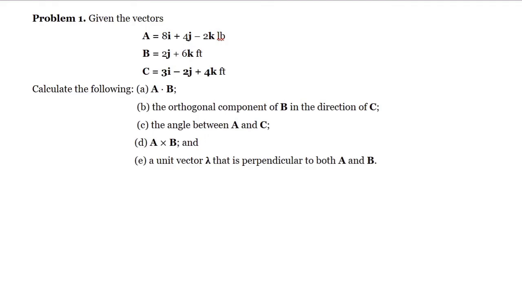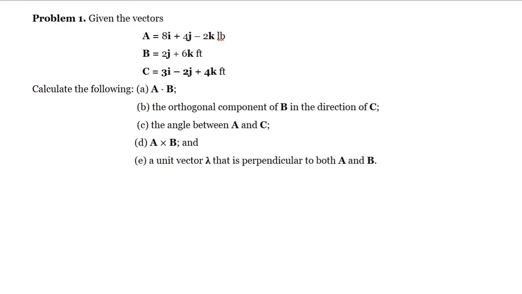Problem number 1 for the operation of vectors. Given here are the vectors A, B, and C. For vector A, we have 8i plus 4j minus 2k pounds. For vector B, that is equal to 2j plus 6k foot. And for vector C, that is 3i minus 2j plus 4k foot.